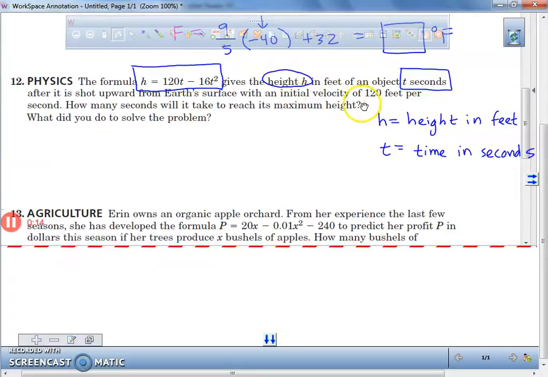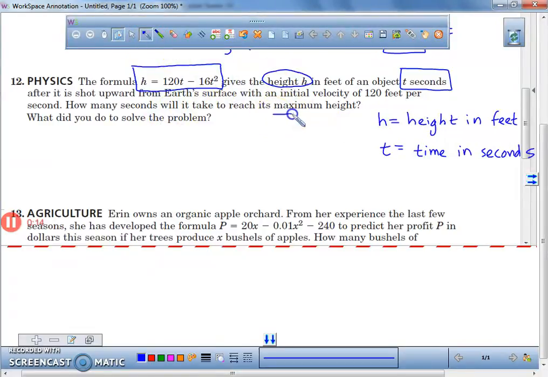We don't want to get in the way of that. It's going 120 feet every second. That might hurt. How many seconds will it take to reach its maximum height?